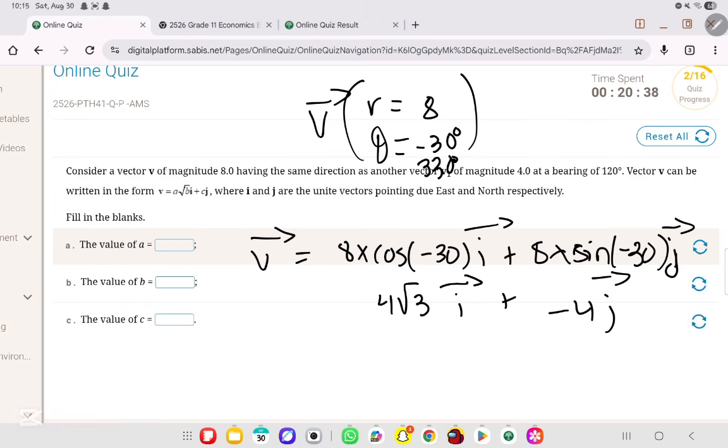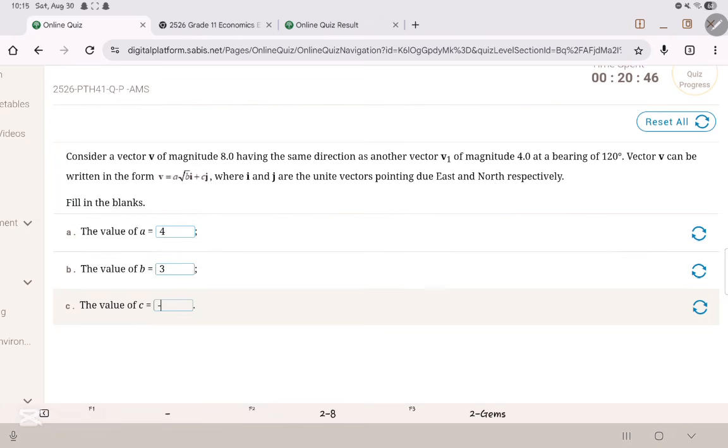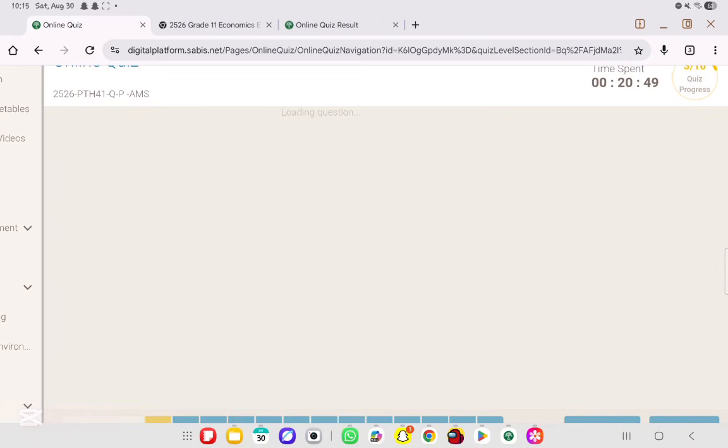Now, respectively, A is 4, B is 3, and C is minus 4. So 4, 3, and minus 2, my bad, minus 4. Let's move on to the next question.